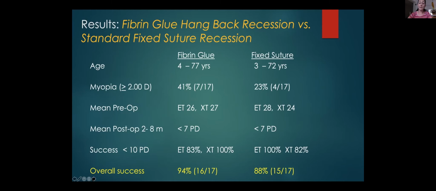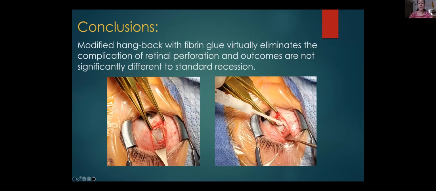Otherwise, all other variables were similar between groups, including mean pre-op angle of strabismus in both esotropias and exotropias, and the mean post-op deviations and overall success rates between the two groups, with no complications in either group. In conclusion, the hangback recession with fibrin glue was found to be safe and effective, with postoperative results not significantly different than standard fixed suture recession.